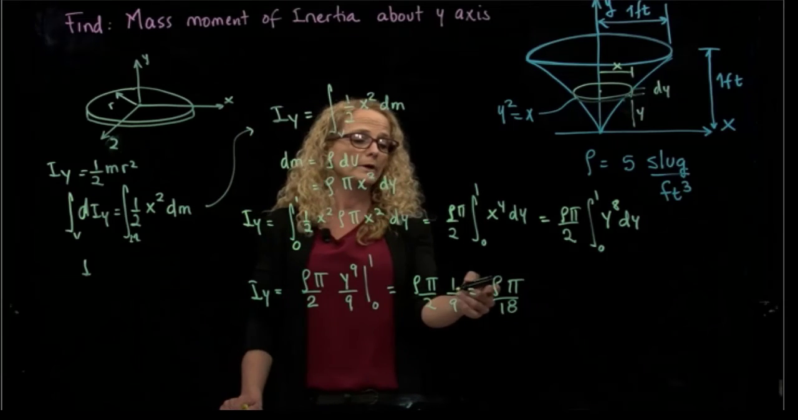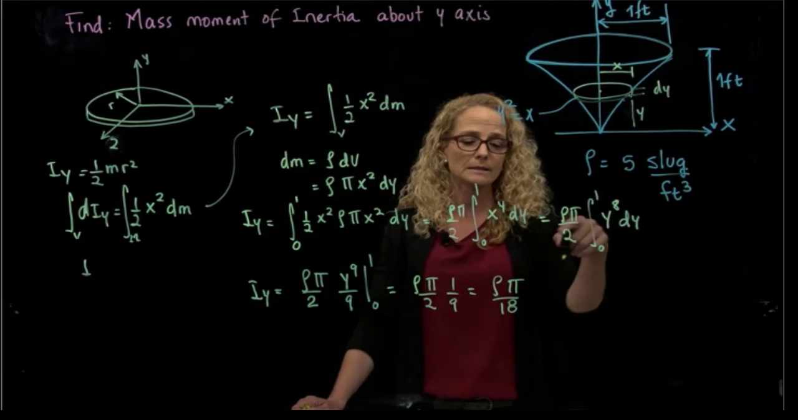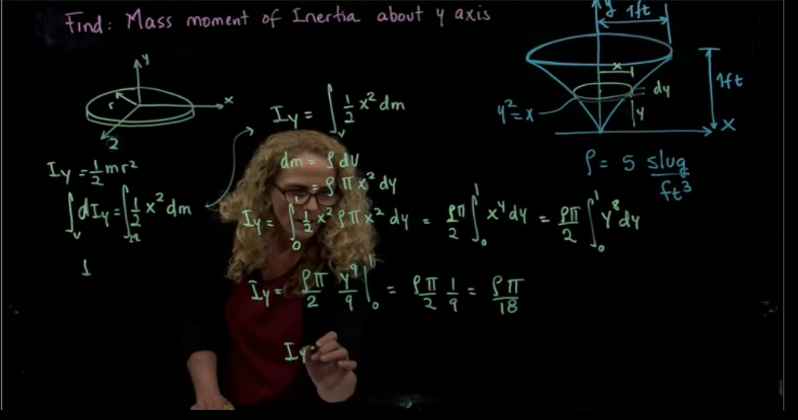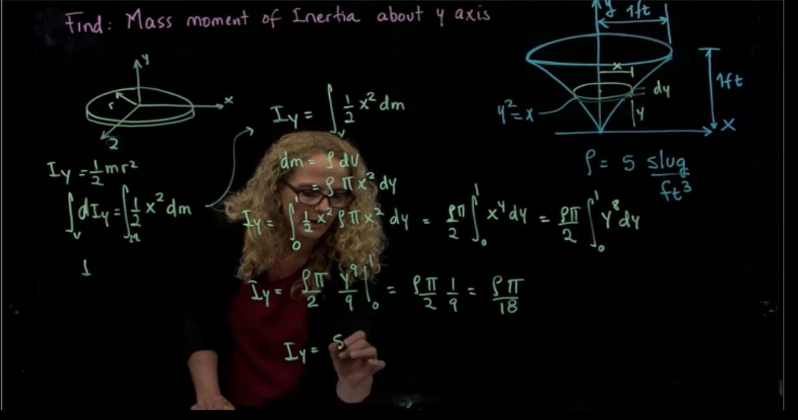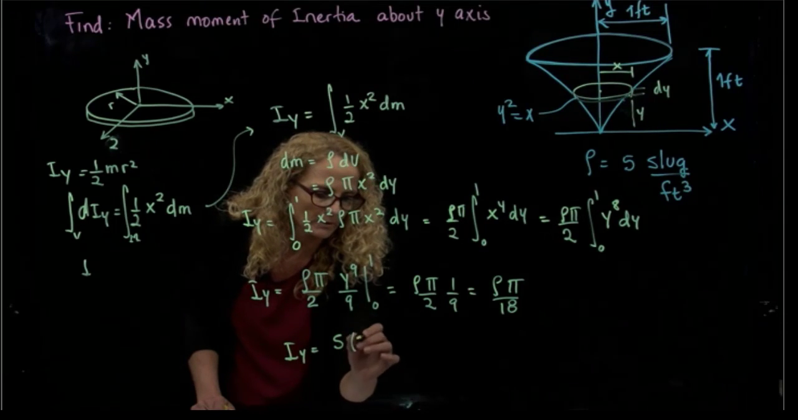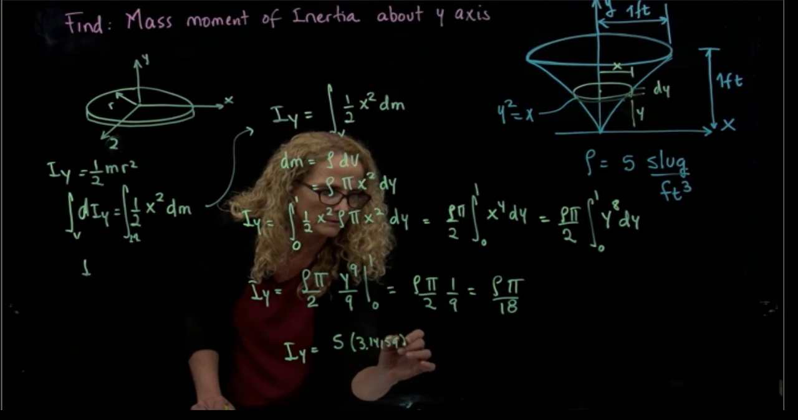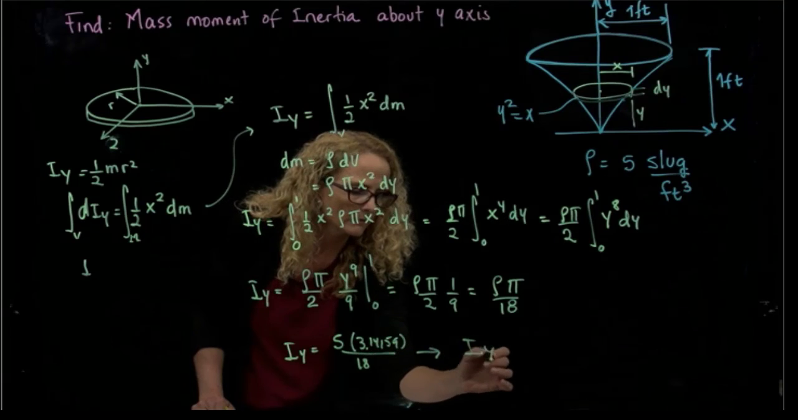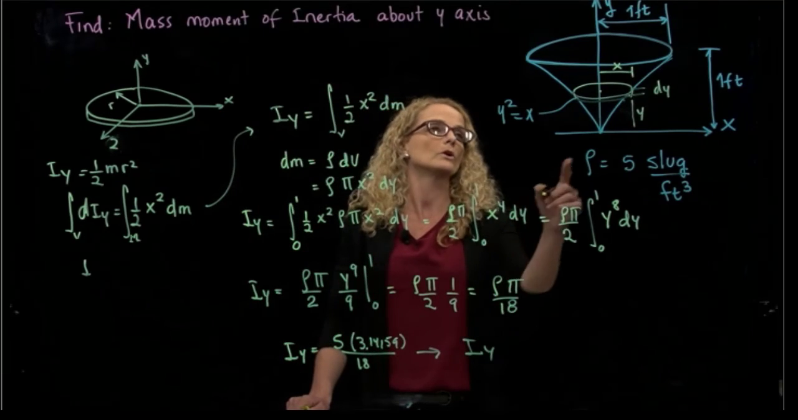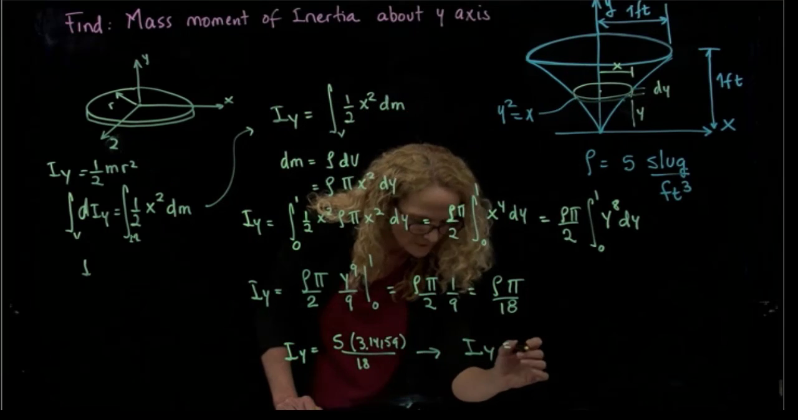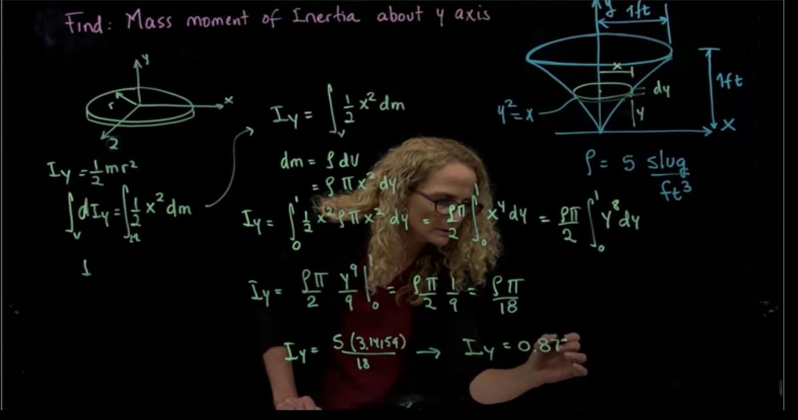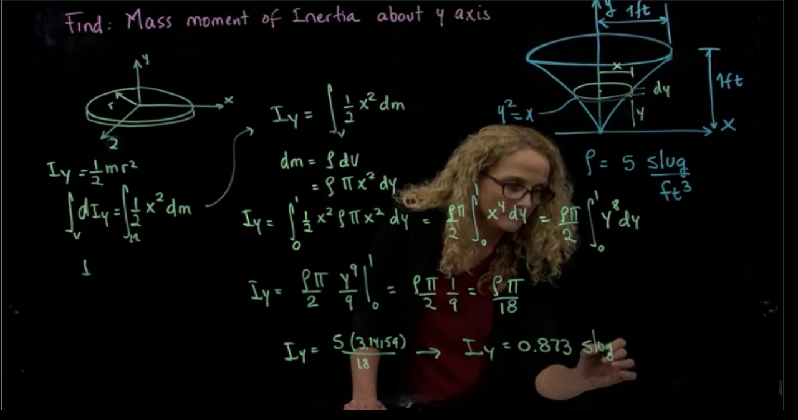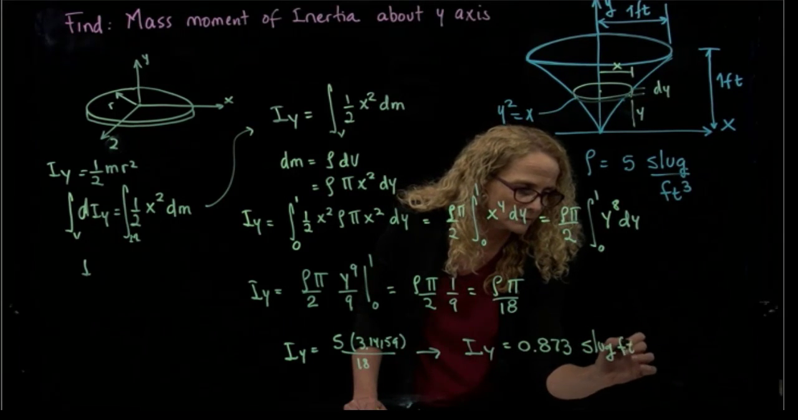So if we know the value of the density, we plug it in here, and we get that I_y will be rho, which is 5, times pi, which is 3.1459, over 18, and we get that our mass moment of inertia about the y-axis will be 0.873, and the units are very important, which is slug feet squared.